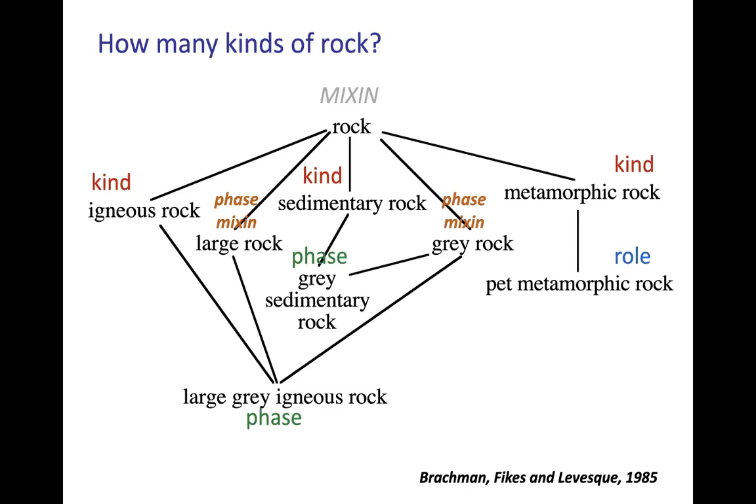These two things now become what is called a phase mixing. It's a mixing that refactors supertypes, phases of entities of different kinds, right? So being a gray rock is accidental for all their instances, and it classifies things of multiple kinds, namely sedimentary rocks and igneous rocks.